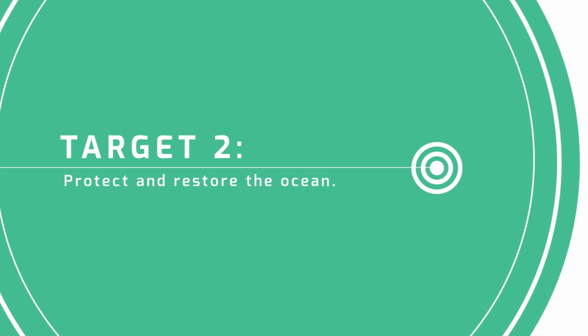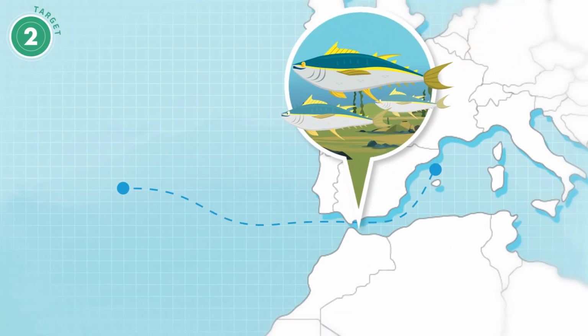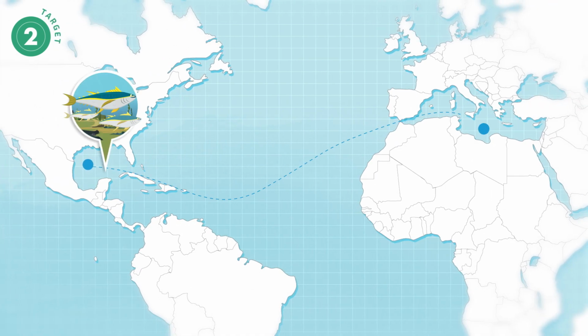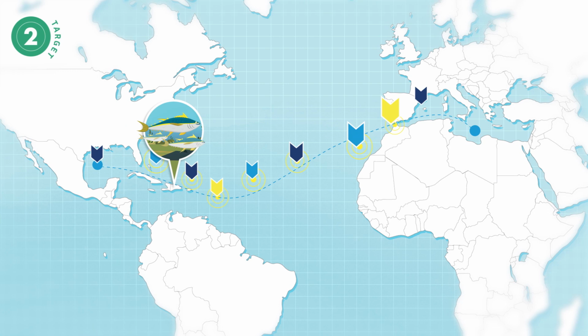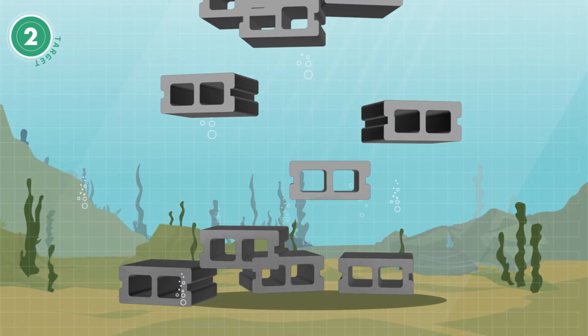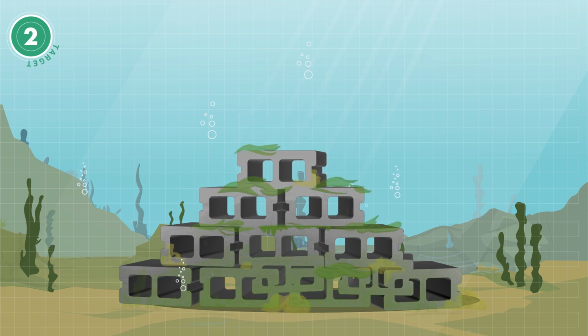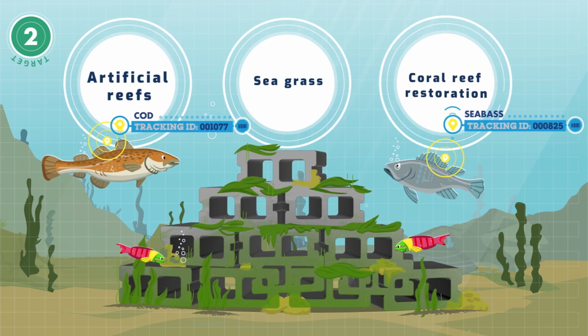Protecting and restoring our oceans is key, but requires fundamental knowledge of habitat use and migration routes of aquatic animals, which can be determined with acoustic telemetry. At the same time, we can use acoustic telemetry to assess the effectiveness of restoration measures, such as artificial reefs, seagrass and coral reef restoration.